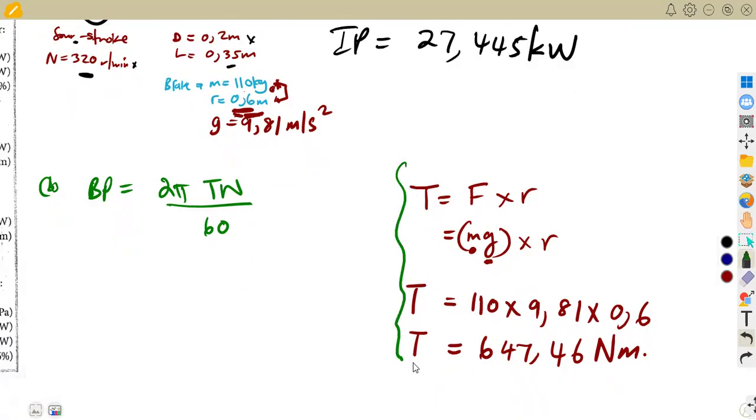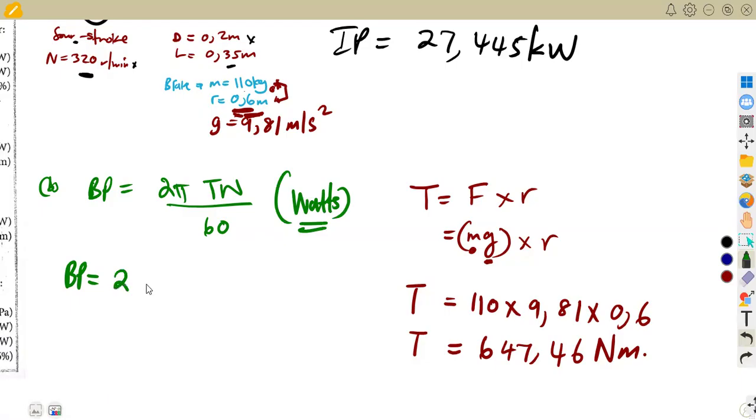So now that we have this torque, what are we going to do? Just substitute to calculate our brake power. This brake power is measured directly in watts. So that is going to be 2 pi times the torque that we got, 647,46 Newton meters, times n. There we use the revolutions per minute as they are.